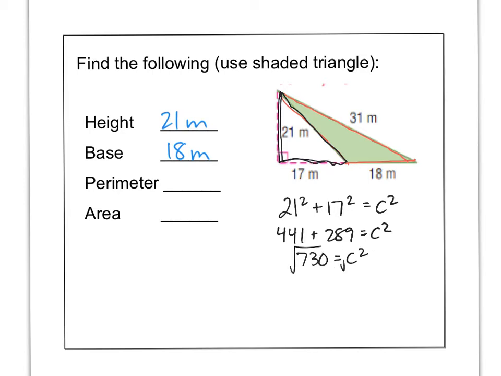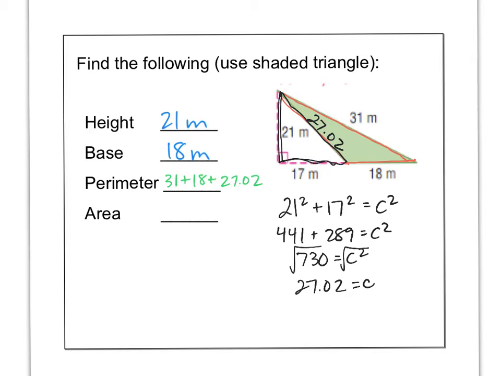Take the square root, and I get 27.02. 27.02 is the third side of our triangle. So this side right here. So now to get the perimeter around the shaded triangle, we're going to add the 31 plus the 18 plus the 27.02.